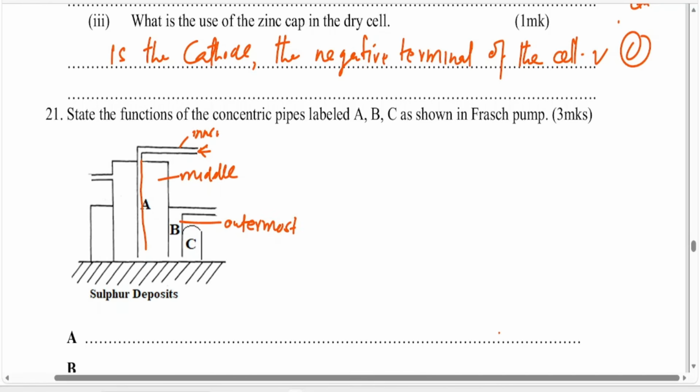The outermost pipe. As we know, through the innermost pipe, hot compressed air is passed. So we have at this point hot compressed air passed through this pipe, and this particular hot compressed air is maintained at a pressure of 15 atmospheres.